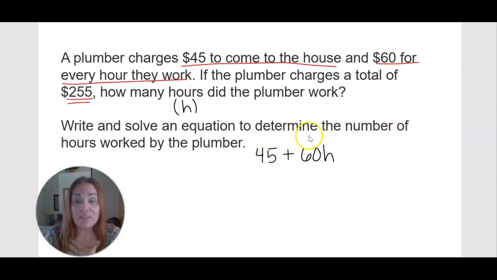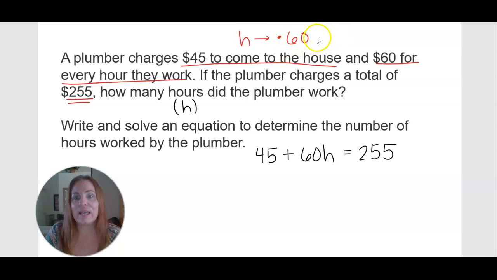right? And after charging that $45 and that hourly fee, the total that the plumber charged was $255. Right, so there's our equation. So now we're going to have to solve it. If I look at the H and I look at the order of operations that was done to the H, the H is being multiplied by 60, and then we are adding 45 to that.